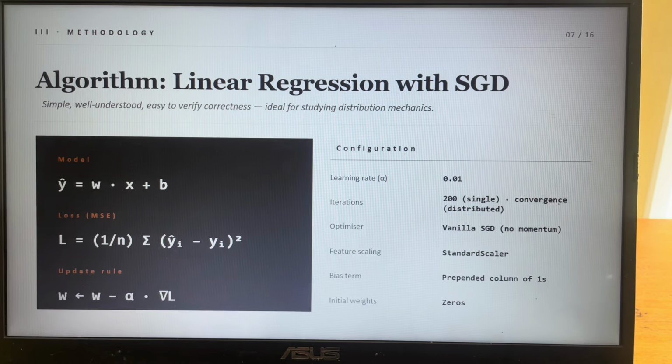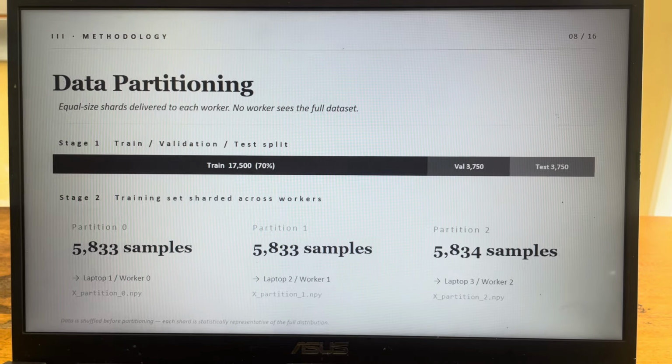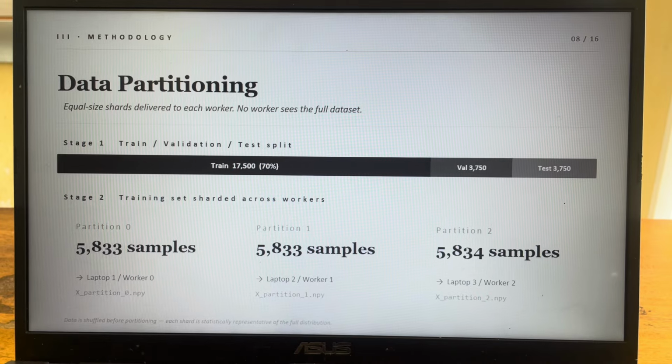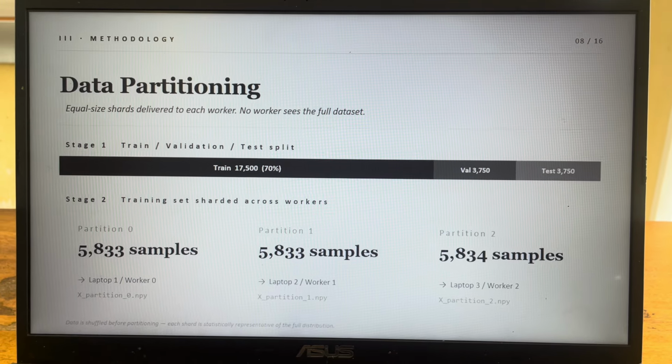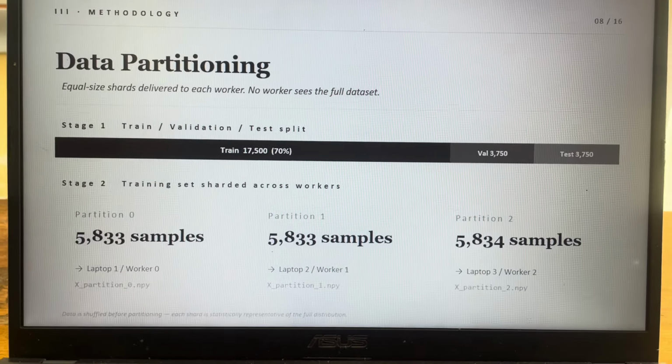Now continue to the second slide, which is our data partitioning. How we'll be partitioning data on each and every device, or should I say workers.